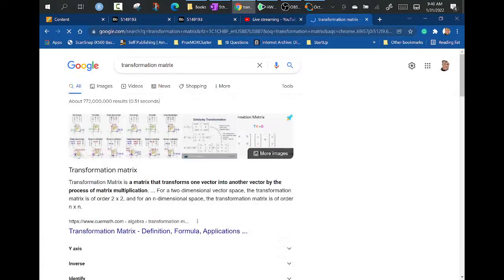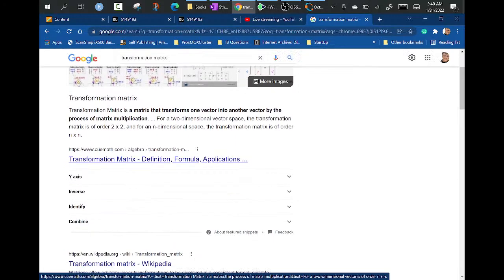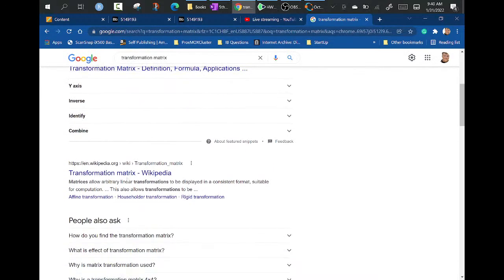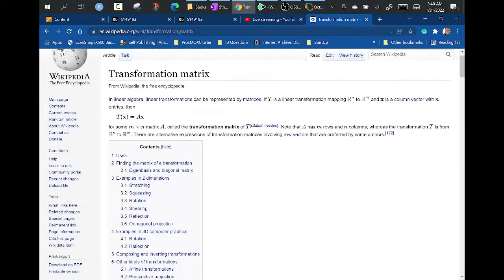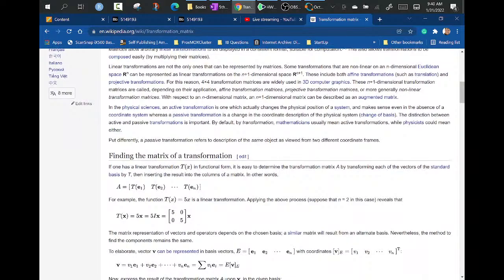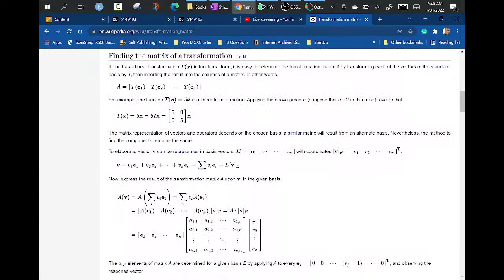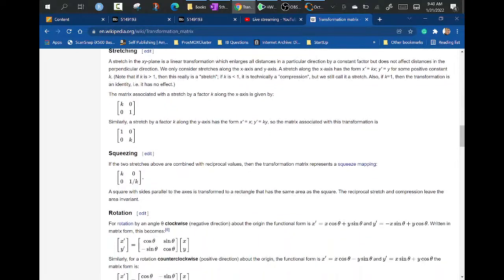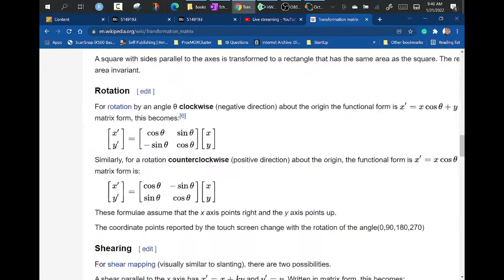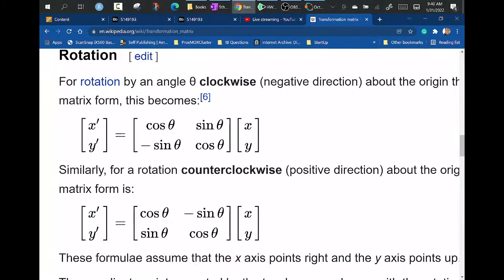Let's see if I can find this. I know there's a lot of different things out there. If you're taking linear algebra, you'll see this. But in a physical sense, you're seeing it just like this.